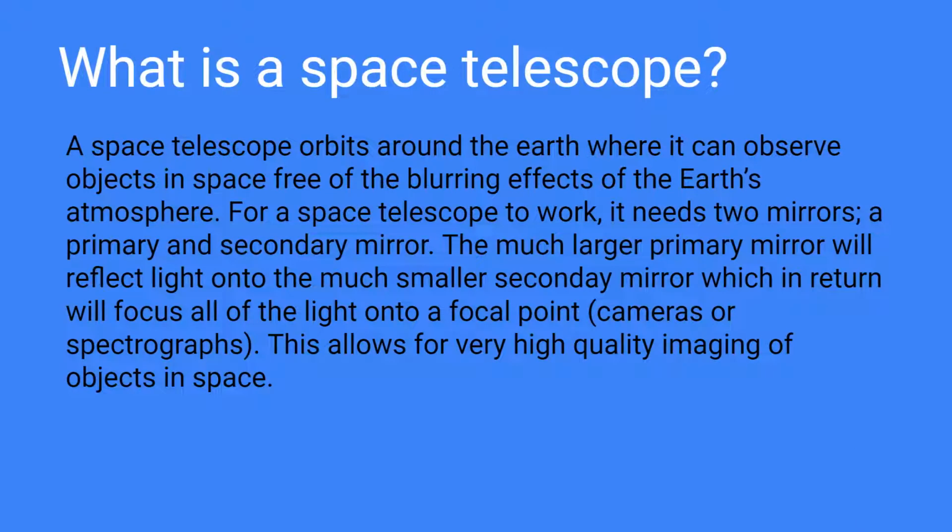So first of all, what is a space telescope? A space telescope orbits around the Earth where it can observe objects in space free of the blurring effects of the Earth's atmosphere. For a space telescope to work, it needs two mirrors, a primary and secondary mirror. The much larger primary mirror will reflect light onto the much smaller secondary mirror, which in return will focus all of the light onto a focal point. The focal point is typically a camera or spectrograph. This allows for a very high quality imaging of objects in space.